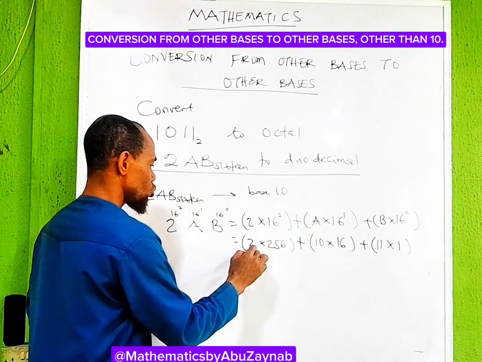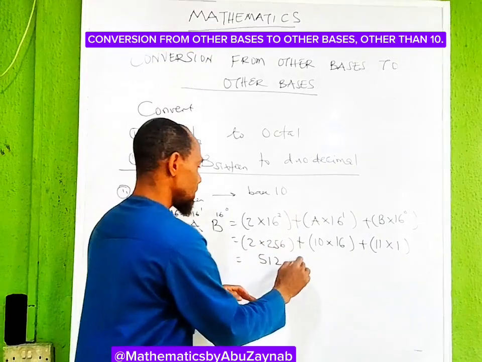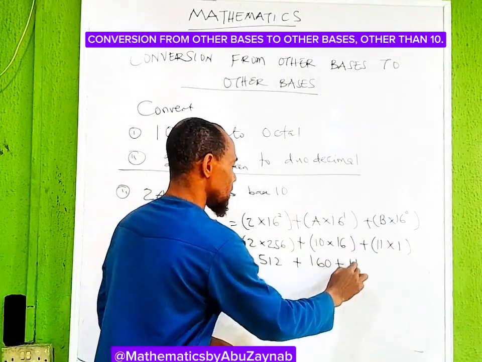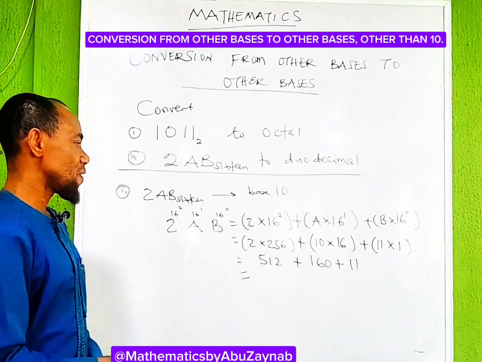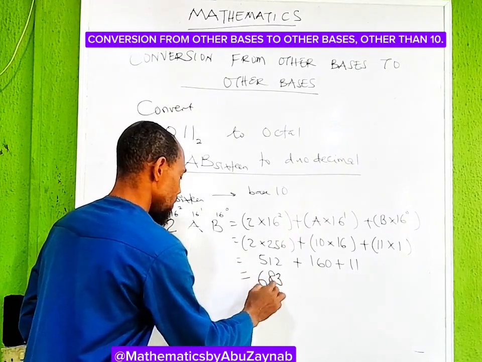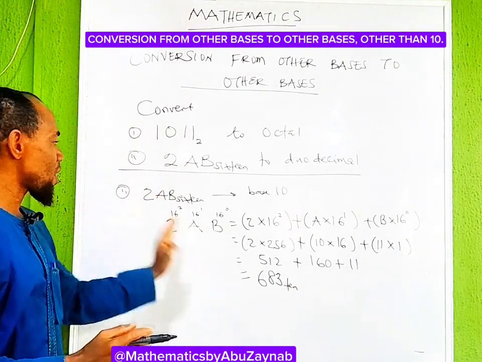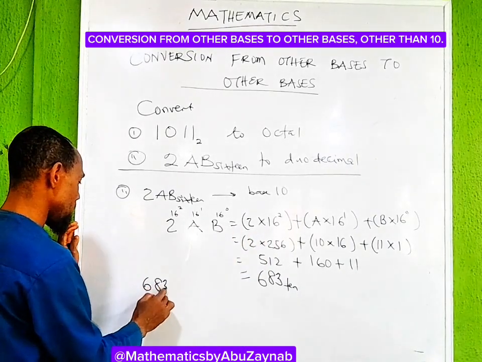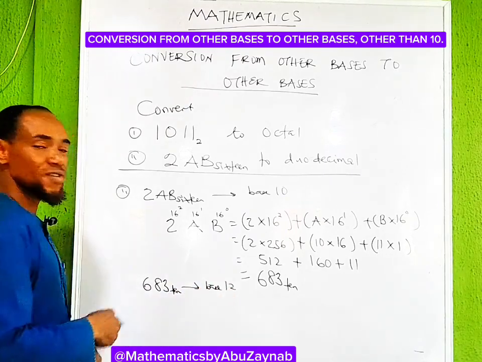So 2 times 256 is 512. And 10 by 16 is 160. And 11 by 1 is 11. On adding this up, we're going to have 683. Of course, in base 10. Are we done? Not yet. This is just one half of the solution. The last half is to convert the 683 base 10 now to base 12, which is duodecimal.